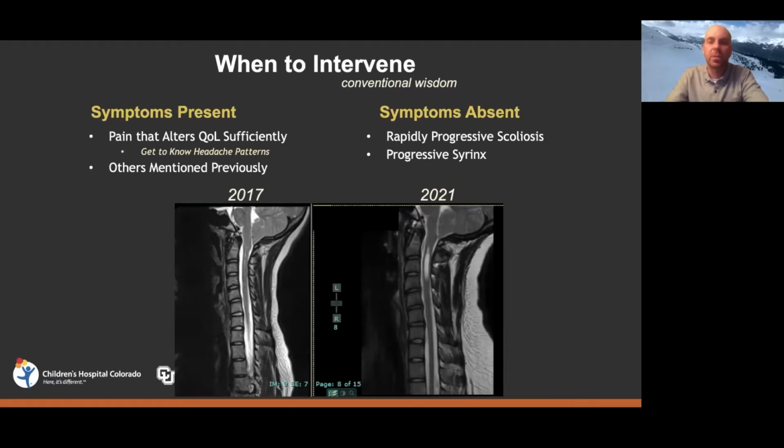Similarly, a progressive syrinx, like the patient you see in this picture, she's basically asymptomatic. Over the course of a few years, she's had this progressive syrinx. And is that someone who you think, well, maybe it's time to do a decompression on this patient? And then you get into the risk-benefit ratio associated with the surgery and intervening for something that is asymptomatic at the time.